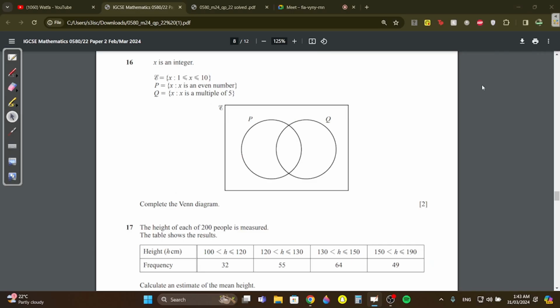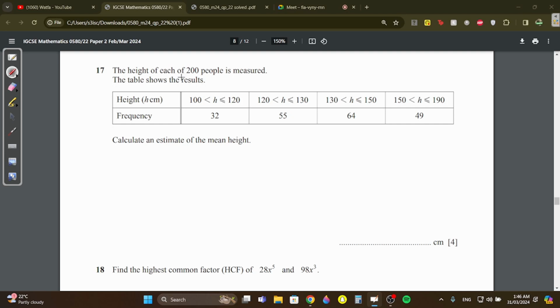Okay? For question 17, the height of each of 200 people is measured. Okay, so your total number is 200, and they gave you the results and they gave you the frequency for each one. They want the estimate of the mean height. Okay, for the mean, whenever you have frequencies, it's sigma the frequency times the height divided by your total number. Why I'm saying this is because this is what's written in the marking scheme. I'm not making this up.